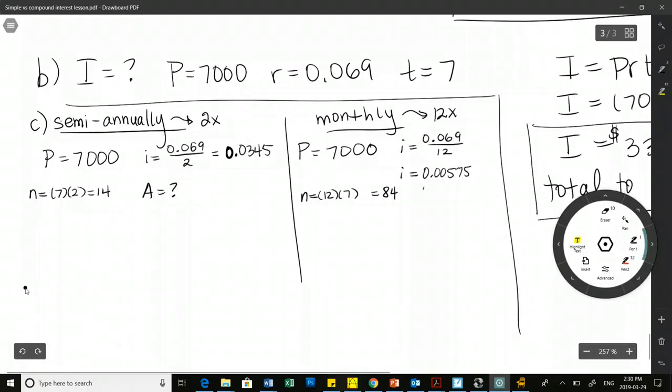Okay, and my future amount is the question mark here too. So we're going to see the impact on what happens the more frequently I compound the interest. So we're going to calculate each of these. And we're just going to sub in what we have up here.